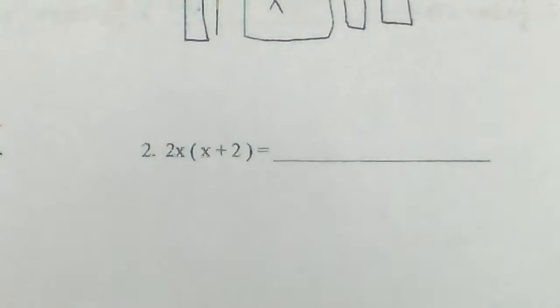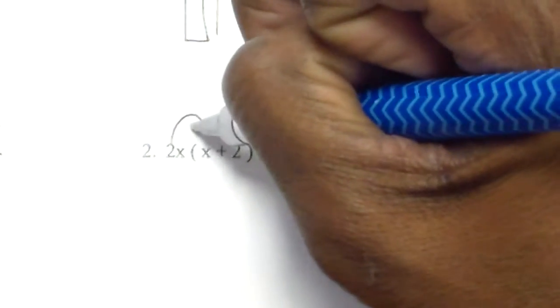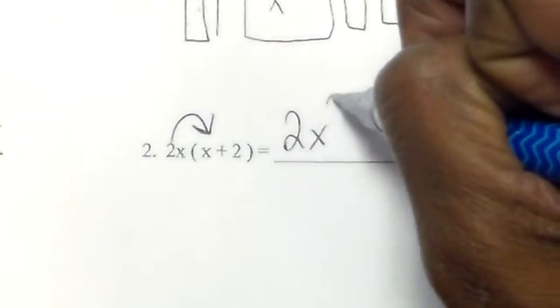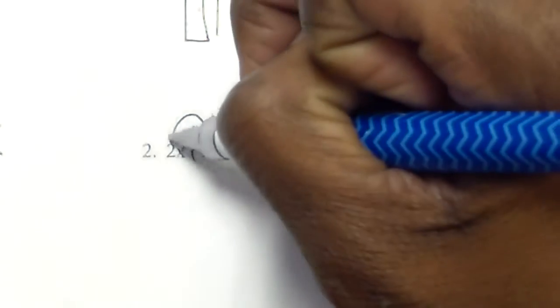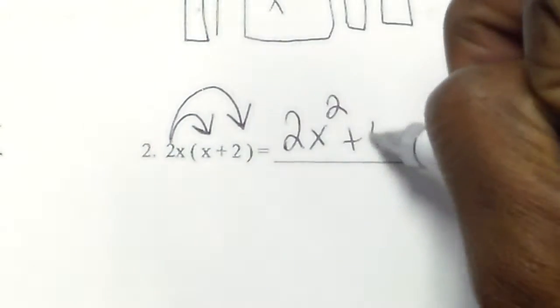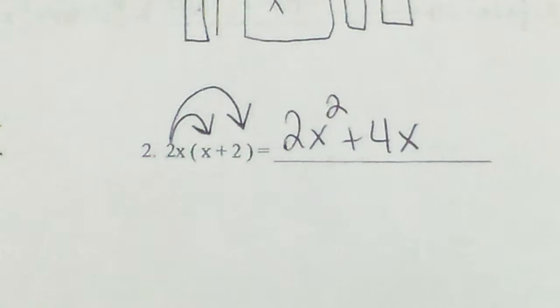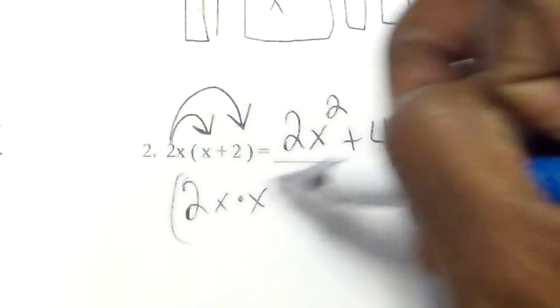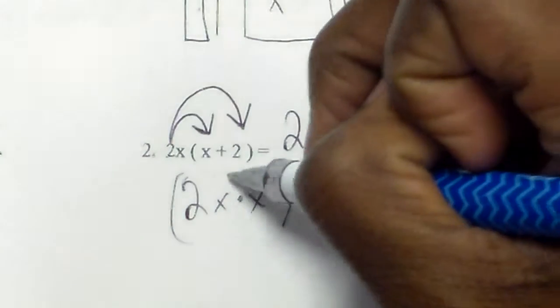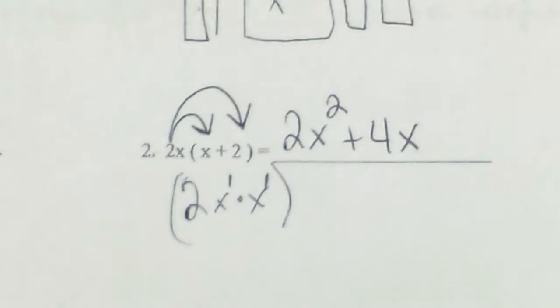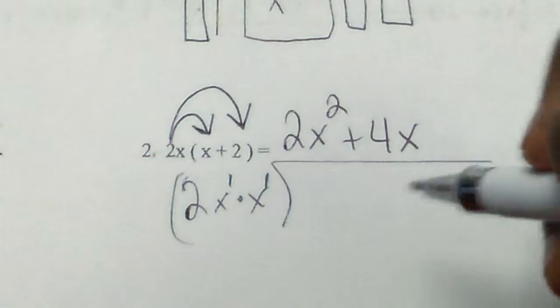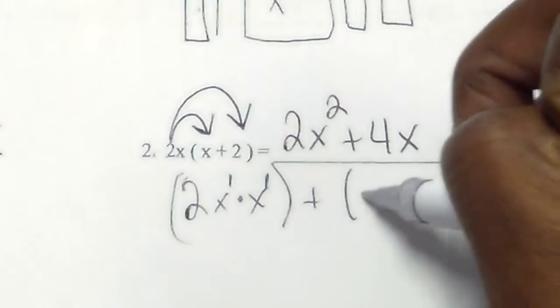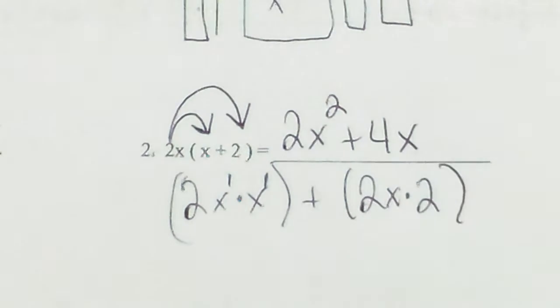Now we're looking at that same problem using distribution. 2x times x is 2x squared. 2x times 2 is a positive 4x. Remember, when you multiply those first terms, it's basically saying 2x times x, same base. We added those exponents, and that's how we got 2. And then we added it to 2x times 2. Got it? Let's flip the page.